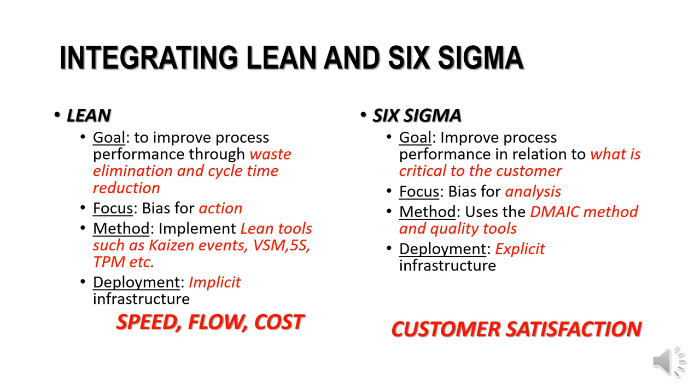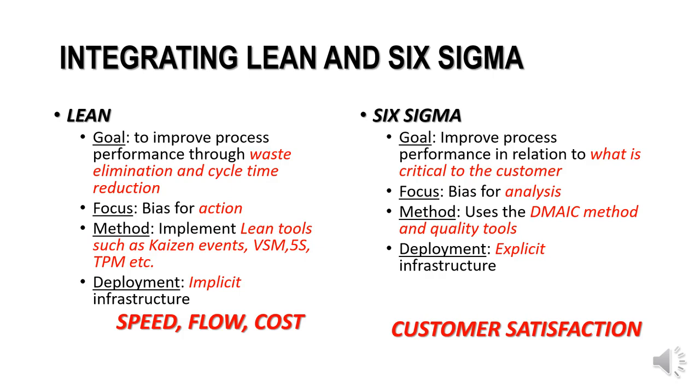Okay. Next is integrating Lean and Six Sigma. For Lean, the goal is to improve process performance through waste elimination and cycle time reduction, while in Six Sigma, the goal is to improve process performance in relation to what is critical to the customer. For Lean, the focus is bias for action. For Six Sigma, the focus is bias for analysis.